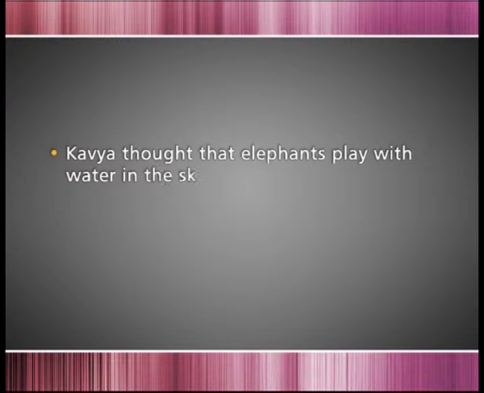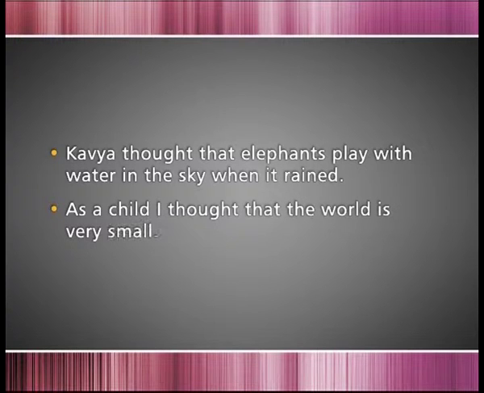When we want to suggest some past habit, we often use adverbial words like usually, generally, always, sometimes, frequently, never, often with a simple past tense. Sometimes it is used to refer to a past thought. For example, Kavya thought that the elephants play with water in the sky when it rained. As a child, I thought that the world is very small.